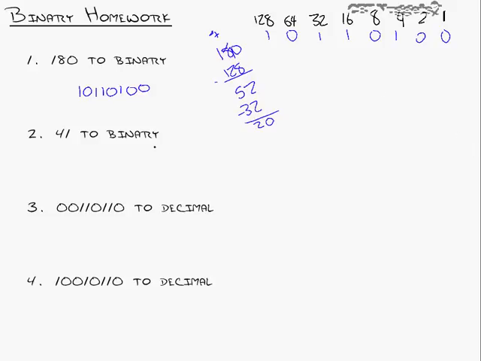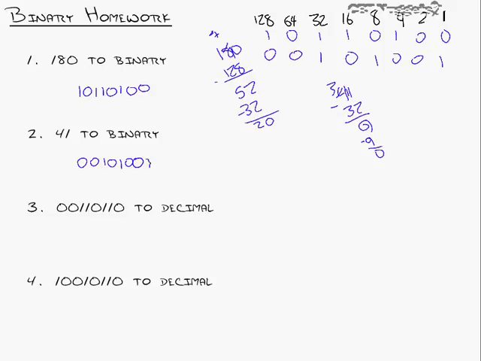Second one, 41 into binary. So I'll just keep these up here and work below. For 41, I'll say 0, 0, 1. That's where our first subtraction can come in. 41 minus 32 is 9. So we have 9 left over: 0, 1, 0, 0, 1. Just an 8 and a 1 will give us our 9. Subtract that out, we have 0. So the binary equivalent of 41 should be 00101001.